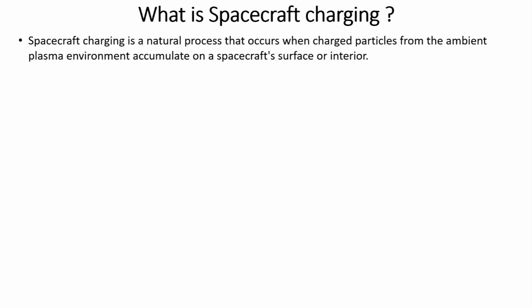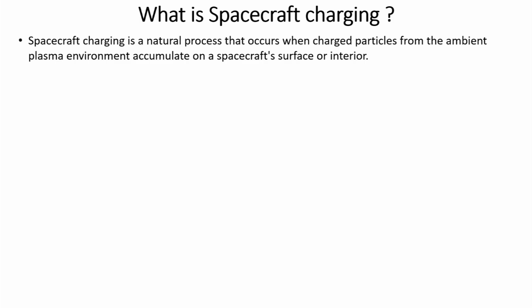So, what is spacecraft charging? Already I said in my last session that it is a natural process. Whenever you put a probe in a charged environment, charge will get accumulated on the surface. So, you can consider the spacecraft as a probe which is moving in this plasma environment. Basically, it will collect the charged particles from the ambient plasma environment. It can be on the surface or it can reach the interior.